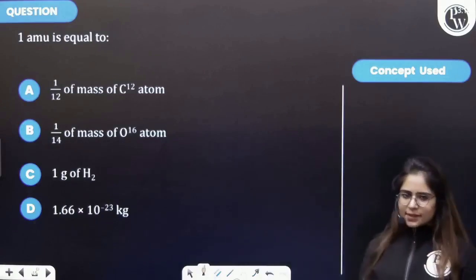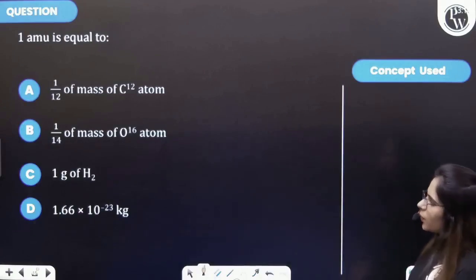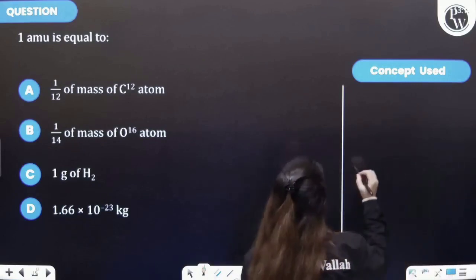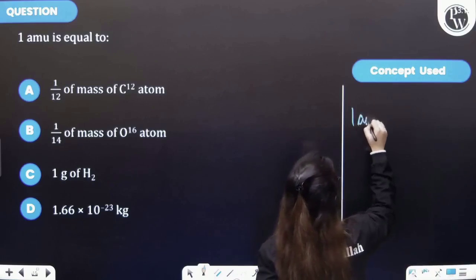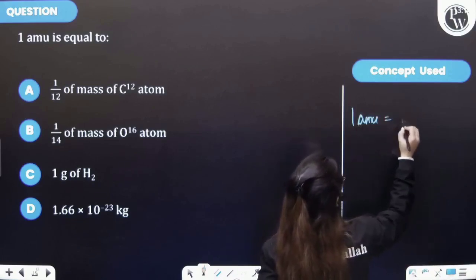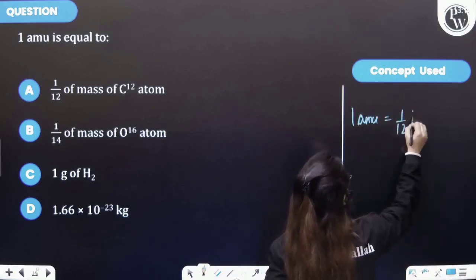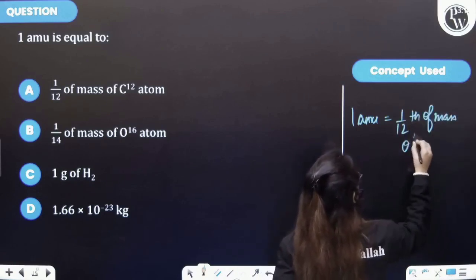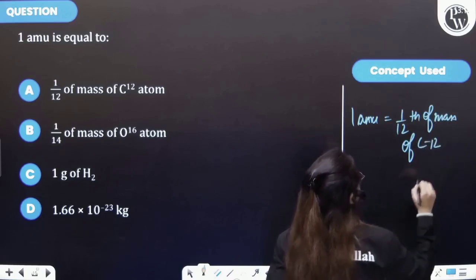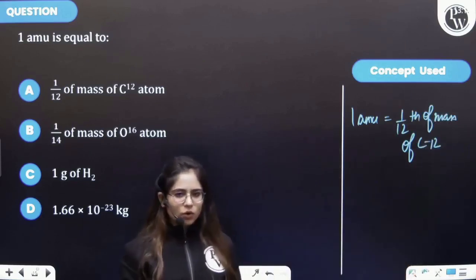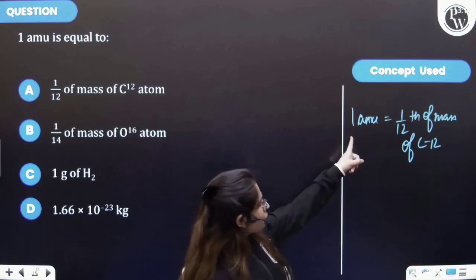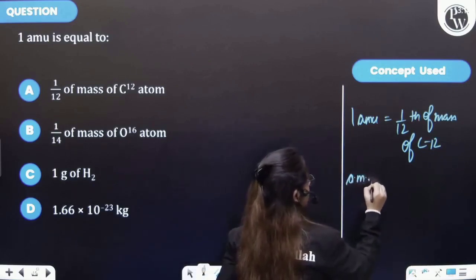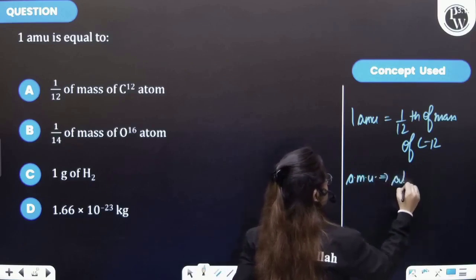Students, let's see this question. The question says that 1 AMU is equal to, right? So we know this thing. Firstly, let's talk about the key concept. 1 AMU is 1/12 of mass of C12, जिसको हमने relative लिया था. हमने carbon 12 को main लेके चले थे, and that was equal to 1 AMU. And this AMU is atomic mass unit.